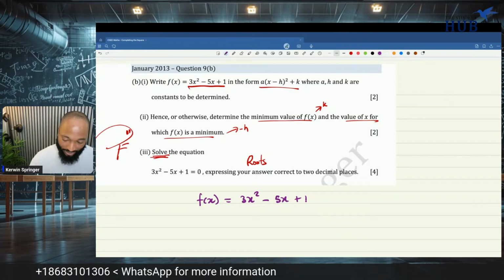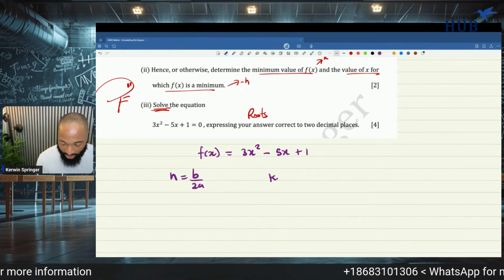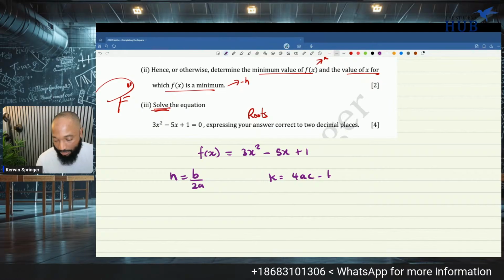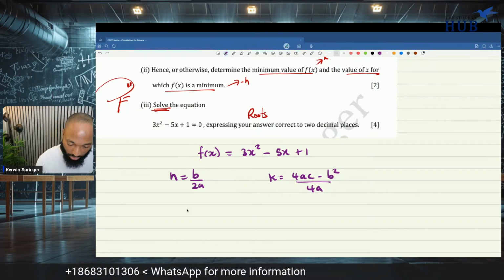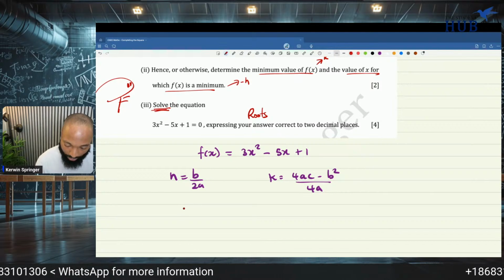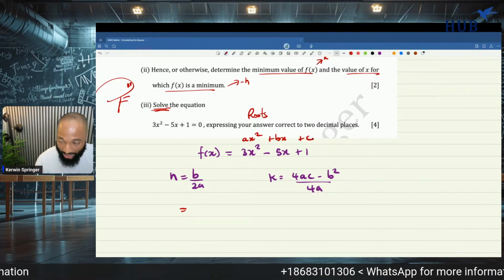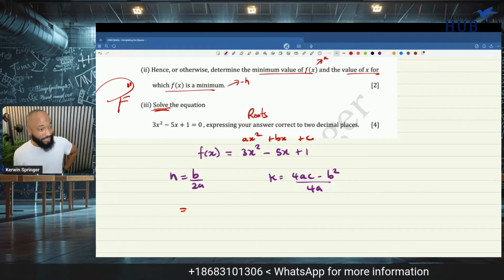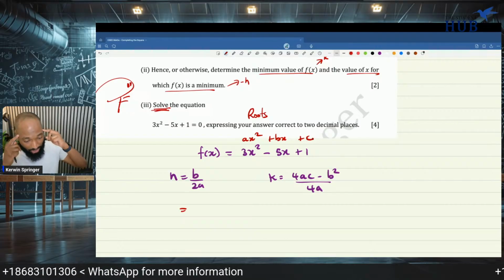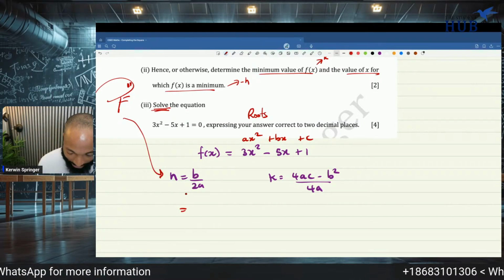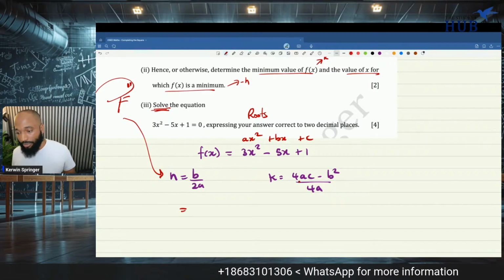So you write this, then you write your formula. H is negative b over 2a, the formula doesn't change. K is 4ac minus b squared all over 4a. The formula doesn't change. You substitute, knowing that this is in the form ax squared plus bx plus c. Can you all tell me the values of h and k before I write it? The formula method, you just need to memorize the formula. It's now your job to memorize h and k, the formulas for it. It's not written in the paper.